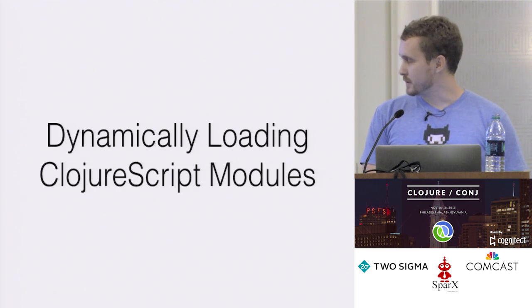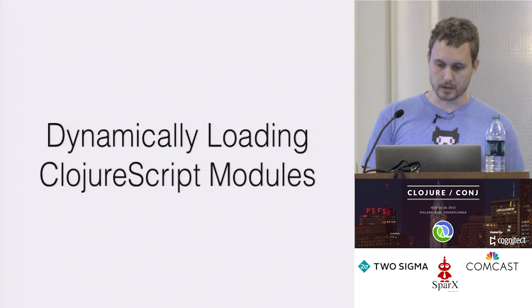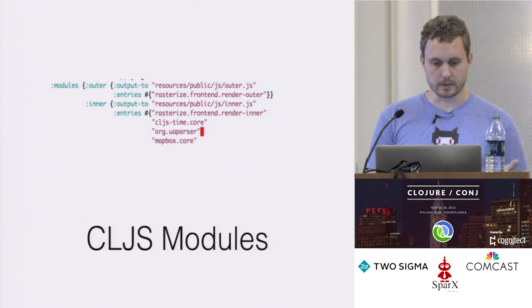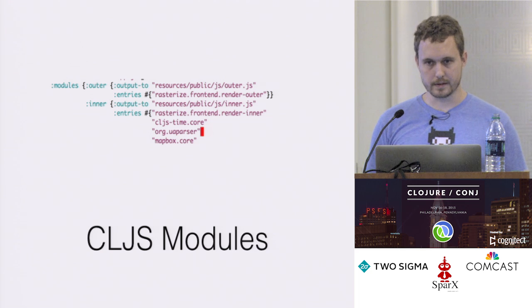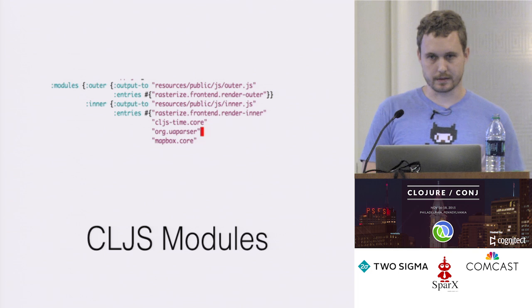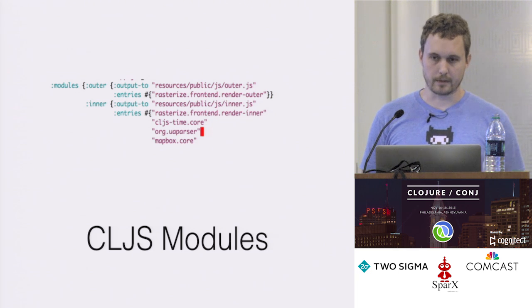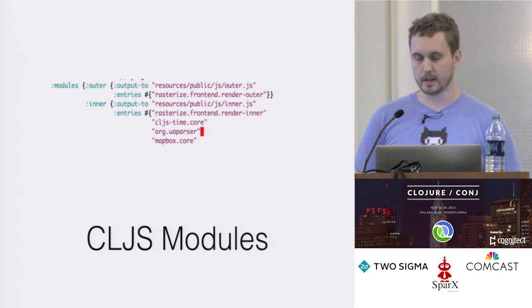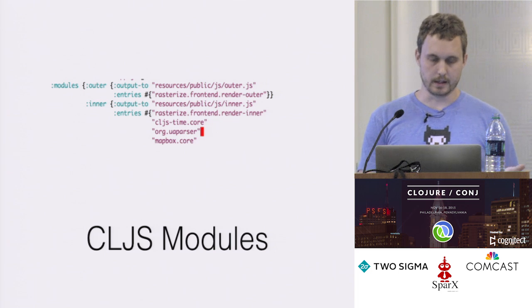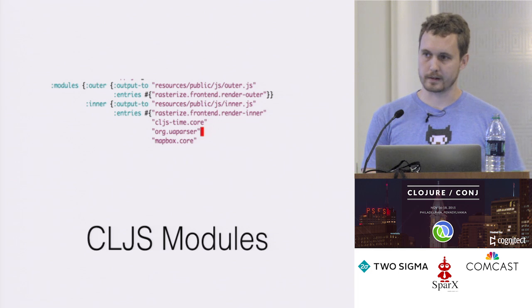Dynamically loading ClojureScript modules. This is somewhat adapted from a blog post I had a couple months ago. Clojure and ClojureScript can generate modules. So basically, you split up your app into multiple files. For most of this, I'll be talking about inner and outer because it's a standard, easy split, where outer is everything on your site that you don't need to be logged in for. So that's typically landing pages and pricing and the actual login page. And then inner is the actual app, where presumably you need a lot more of the ClojureScript React stuff.